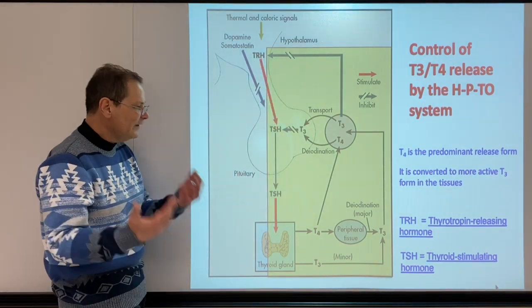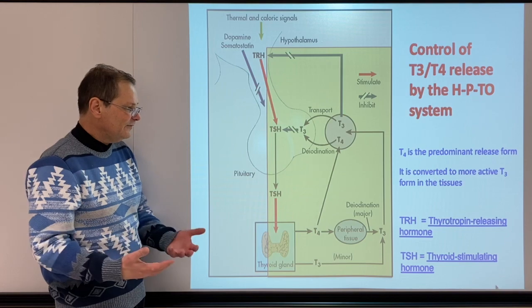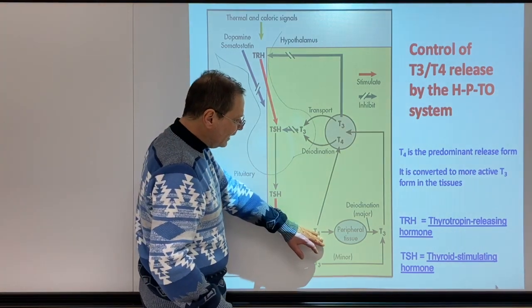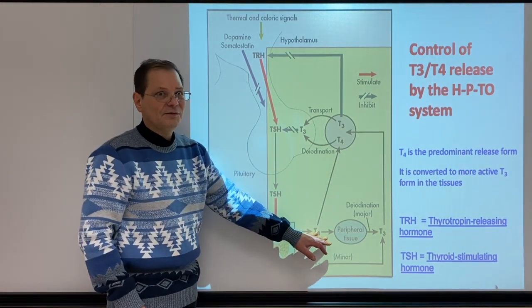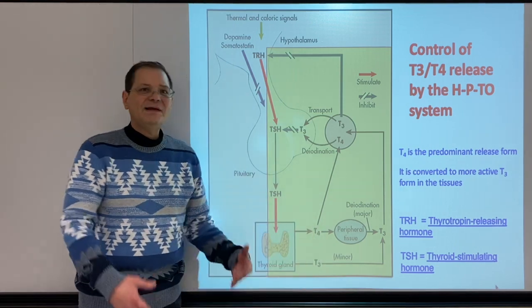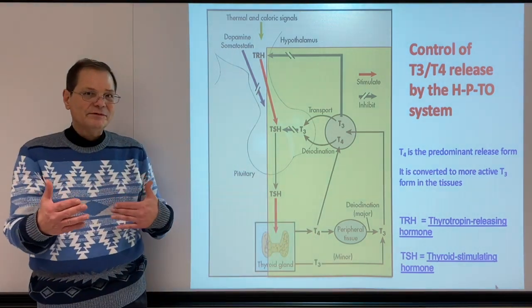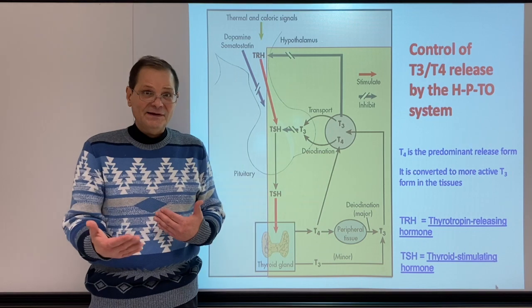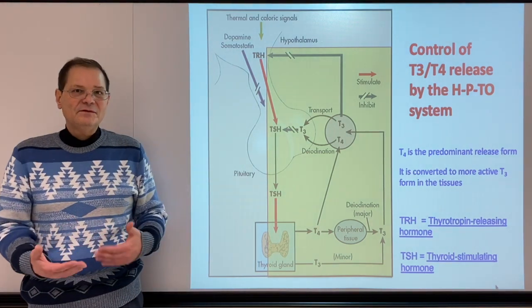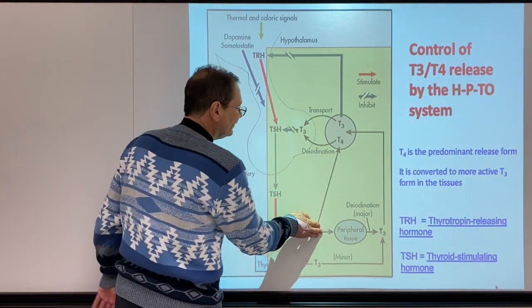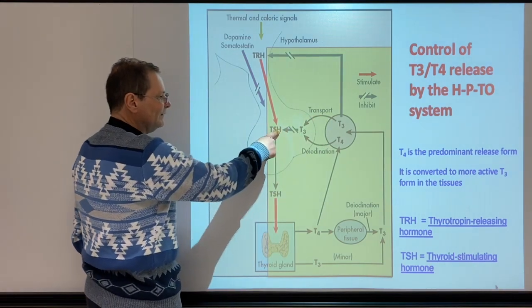So again, this is an example of negative feedback. You don't want too much T4 or T3. You want to keep it within normal levels. It's okay to let them get high if they need to be high, but you don't want them to get too high. So you keep these levels under control through negative feedback.